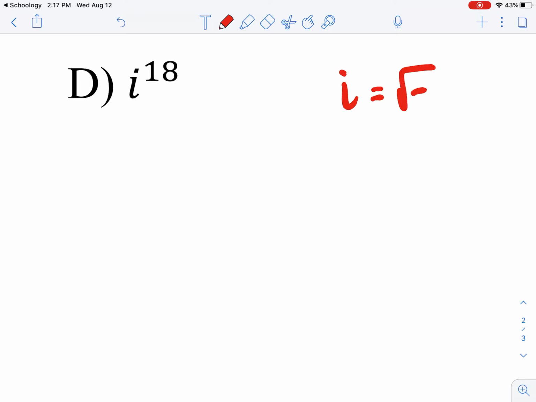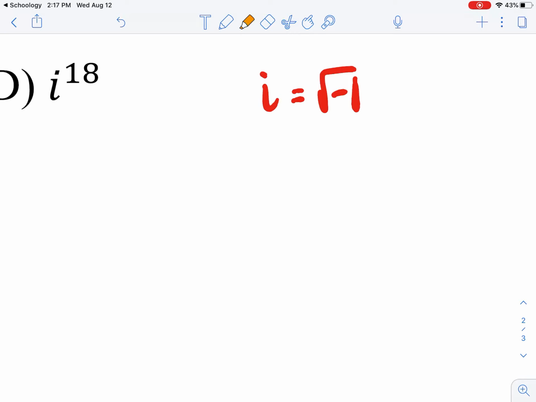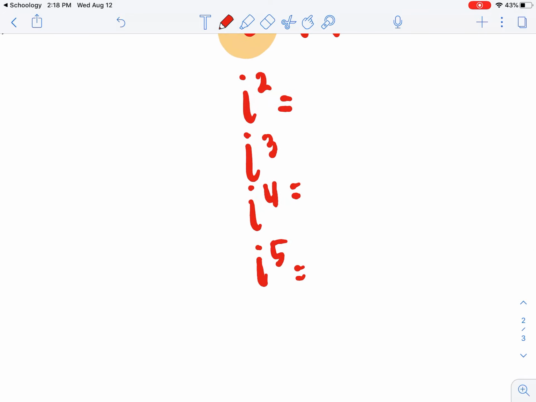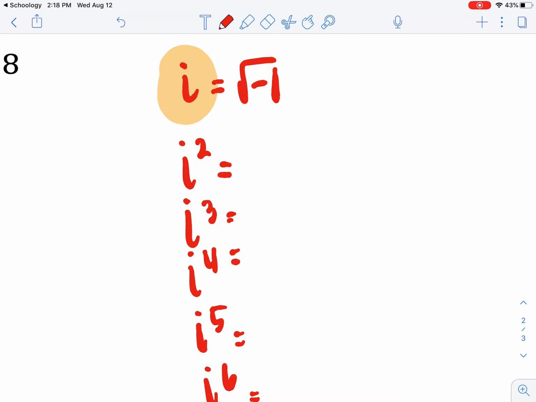So what is i? Once again, i is the square root of negative 1. But we choose to write down i instead because it's much prettier. Then we have i squared, i cubed, i to the 4th, i to the 5th, i to the 6th, and I'll stop there. i squared, we said, is negative 1. What about i cubed? Isn't i cubed the same thing as i squared times i? So it's just the same thing as negative 1 times i, which is negative i.